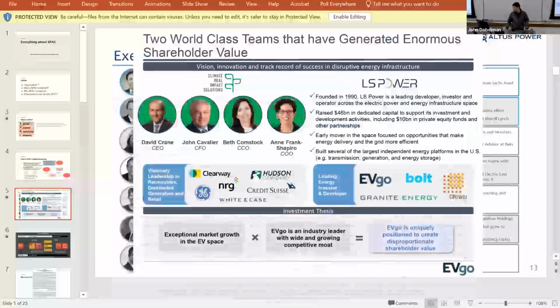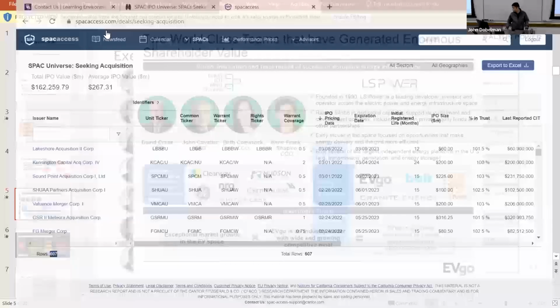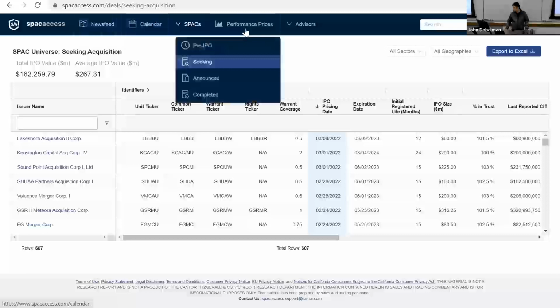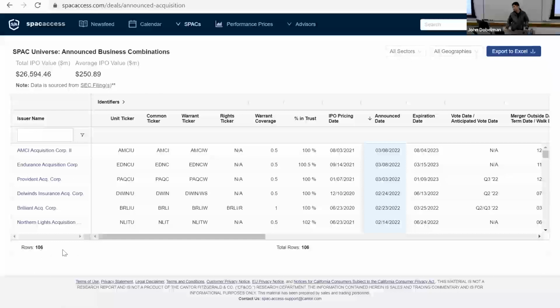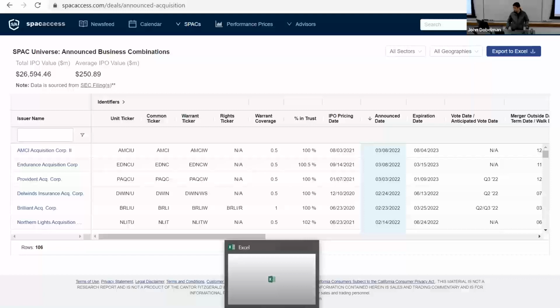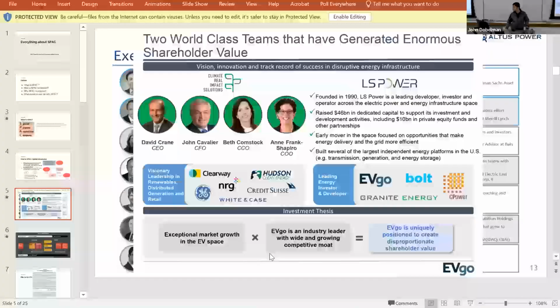All right, as you know the numbers, we can take a look at the announced deals. It's about 106 SPACs that have a target and are waiting for the SEC to approve the deal so they can close it. But the typical time frame is about 5 months these days. The SEC is not very efficient. So there are opportunities. I will explain later what we did for those types of structures as a strategy.